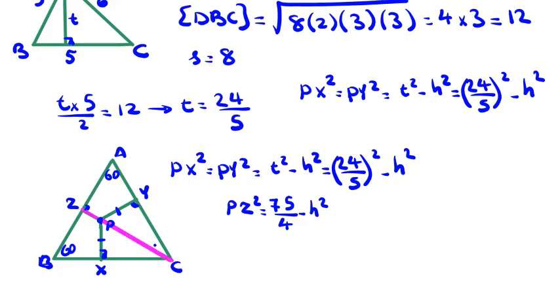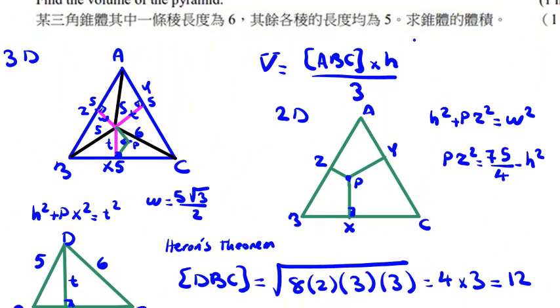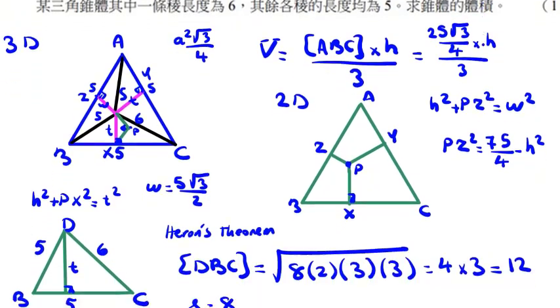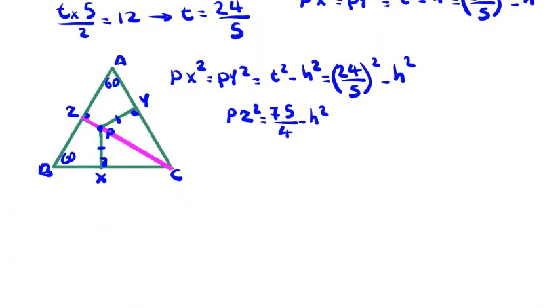Now we want to find h. Why? Because the volume uses the area of ABC. Area of ABC is so much easier. It's a squared root 3 over 4, the next formula. If the length of the equilateral triangle is this, it's 25 root 3 over 4, over 3 times h. So we need to find h. So let's focus on finding h.